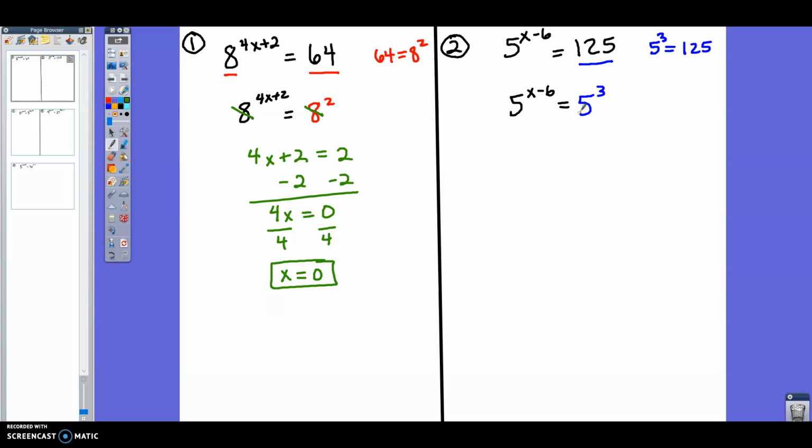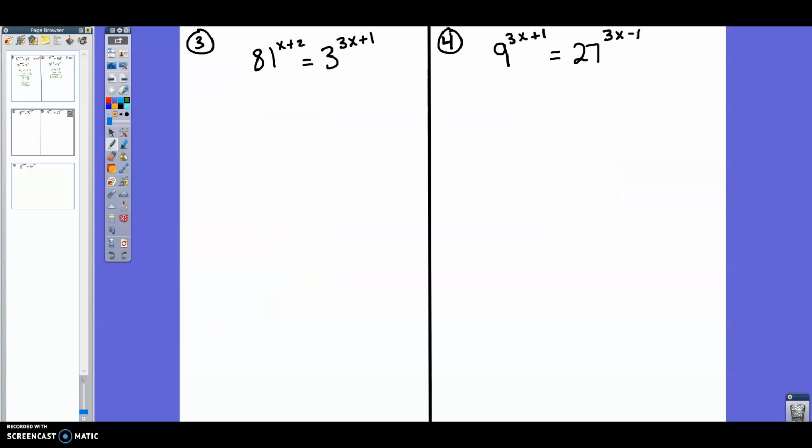So now since we have the same base, we can ignore the base part of it, and we can look at just what's in the exponent. So then we want to solve from there. We add 6, and we get x equals 9.